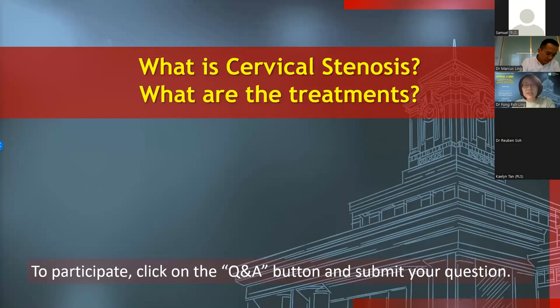Okay, so basically, cervical stenosis is very similar to lumbar stenosis. Stenosis just means that the canal is actually narrowed. So in the cervical spine or in the neck area, the space for the neck nerve or the spinal cord is actually reduced. And therefore, it can present with symptoms of pain as well as with neural compression symptoms, for instance, numbness and weakness. And because it's in the cervical spine, it can affect both the arms and the legs.